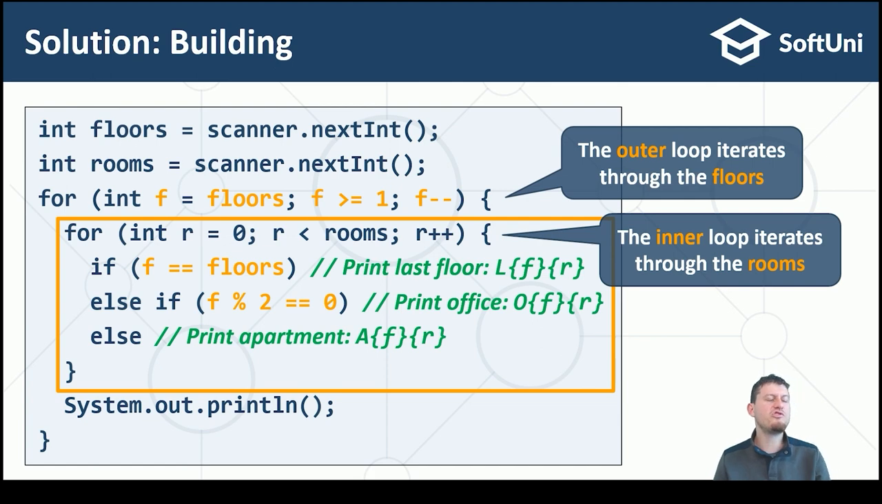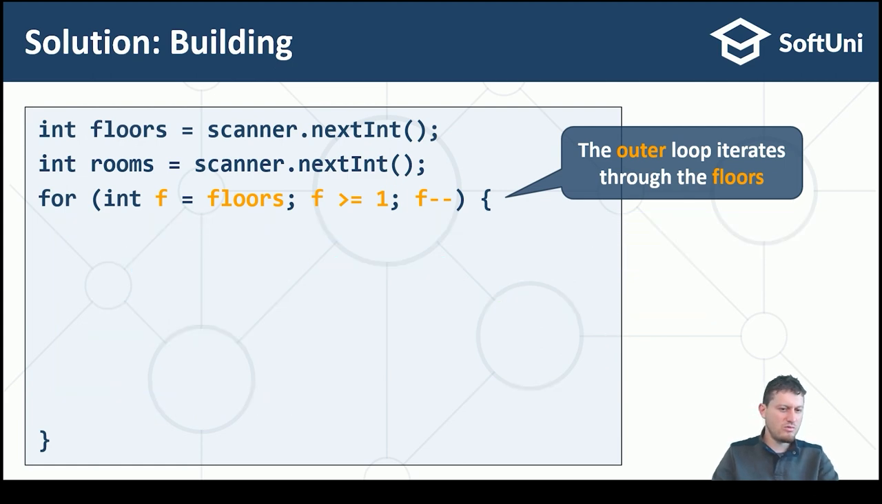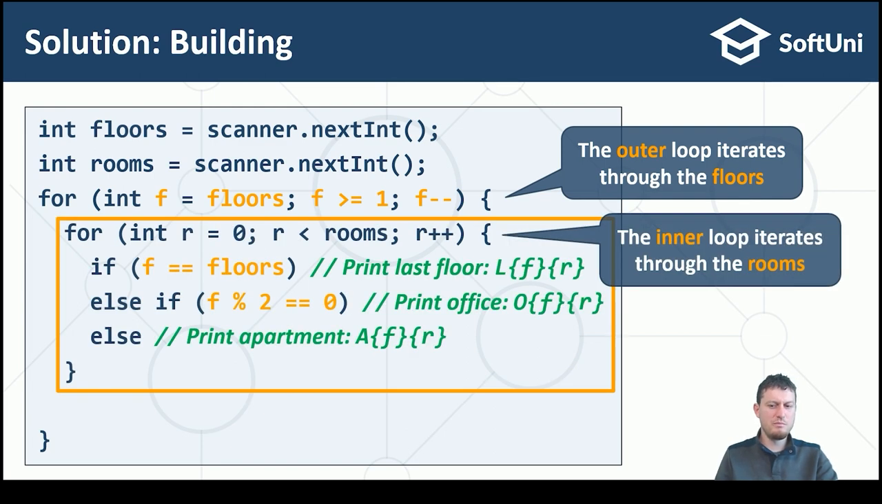So we generally print the table line by line, and at each line we print column by column. The outer loop goes through the table lines, table rows, the floors, and the inner loop iterates through the rooms, which are the columns in the output table.